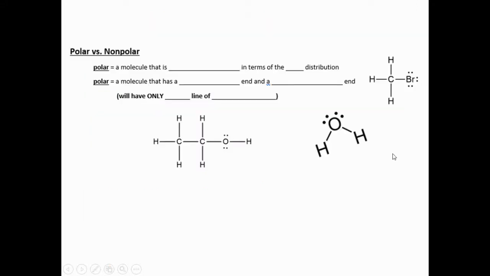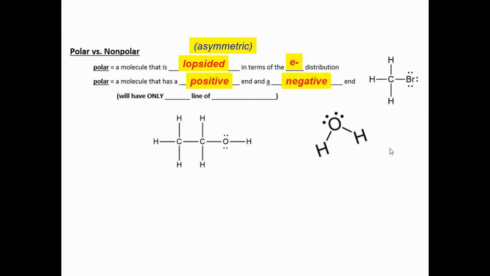Okay, going through the notes. Polar molecules are molecules that are lopsided in terms of their electron distribution. We could also say they are asymmetric. You may have learned about symmetry in art class, right? Polar molecules have a positive end and a negative end. So if we look at all these three molecules, you can often just look at the diagram of the molecule, the Lewis structure, and if you see some extra electrons at one end or one side of the molecule, not at the other, that means it's a polar molecule.